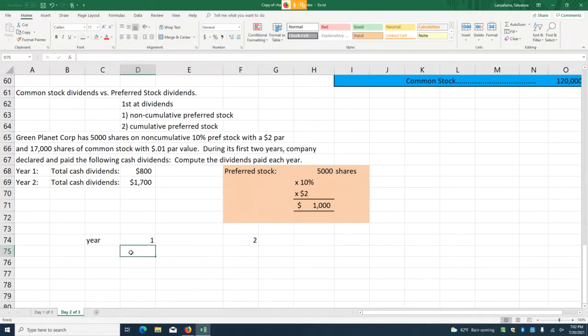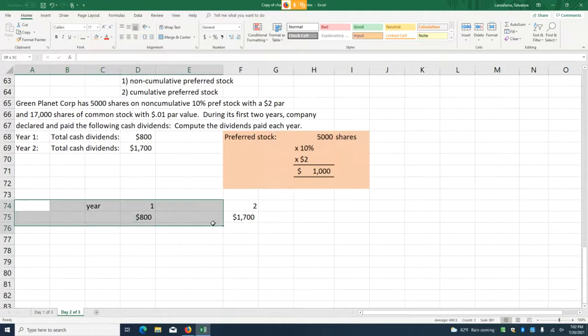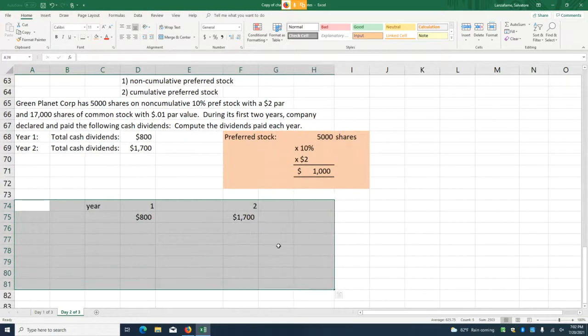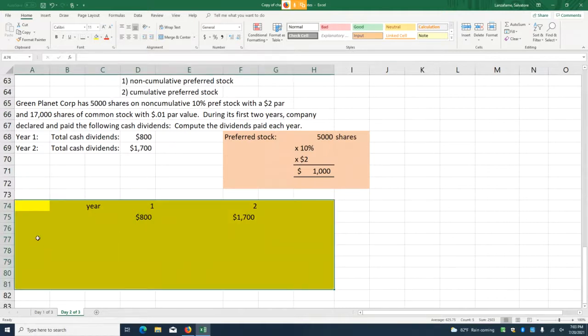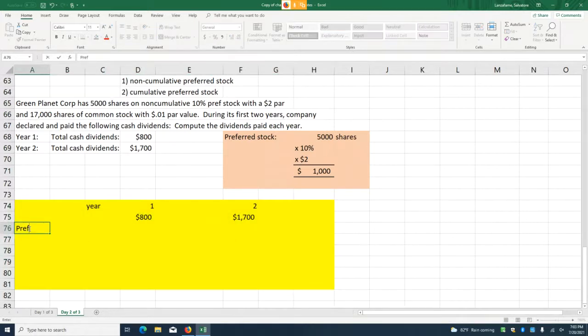And in year 1, I want to figure out who's going to get this 800. Year 2, who's going to get the 1700. So this is me now doing a little chart to figure it all out. I'm going to do something like this, and then I'll put preferred first, and then I'll put common second.